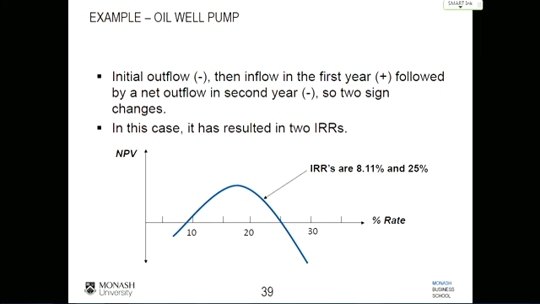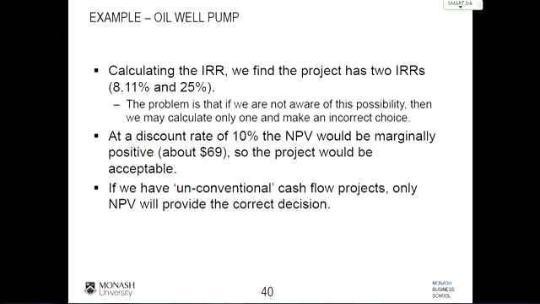So IRR criteria would not be a good one to use in this case. If you use NPV, it will be easier for you. If you pick a number, if the discount rate happens to be between this and this, you have a positive NPV, you should choose the project. If your discount rate is lower than 8.11% or higher than 25%, you should not choose the project. Okay?